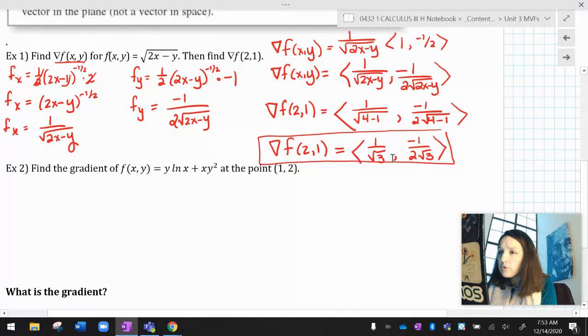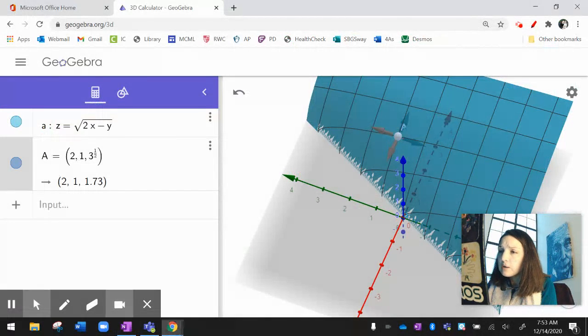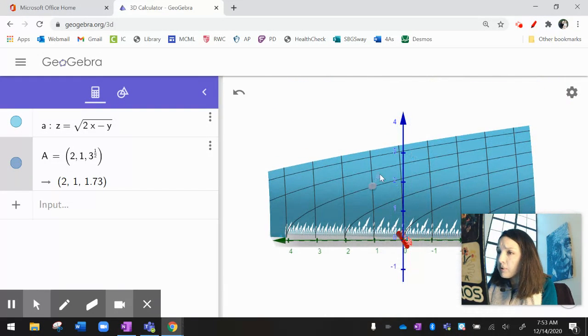It said to go in the direction of steepest ascent, I want to go +1 in the X direction and -1/2 in the Y direction. So +1 in the X direction would mean go about this way, and -1/2 in the Y direction means go like this. And if we look at that, yeah, that is where it's getting steeper. Cool.